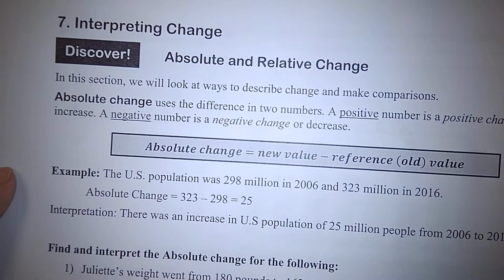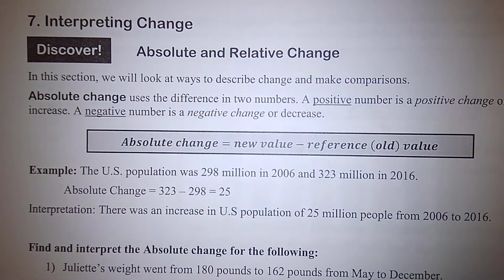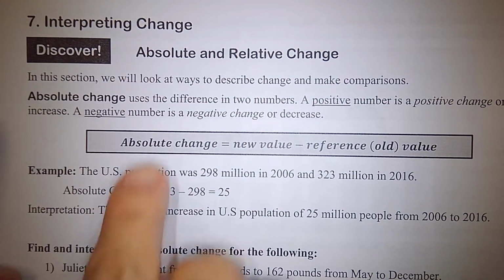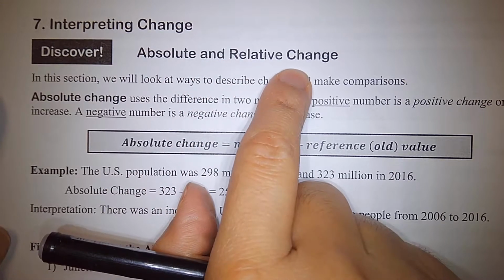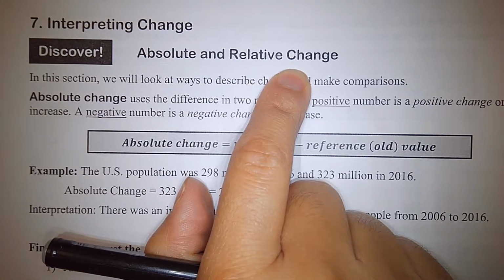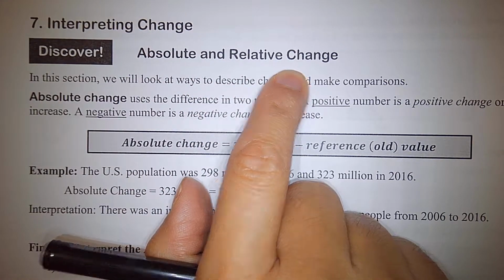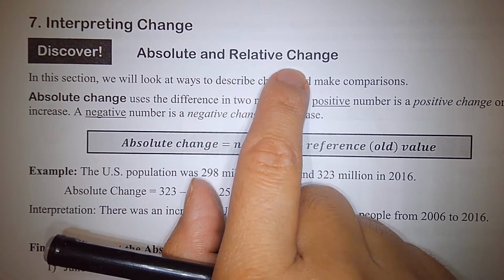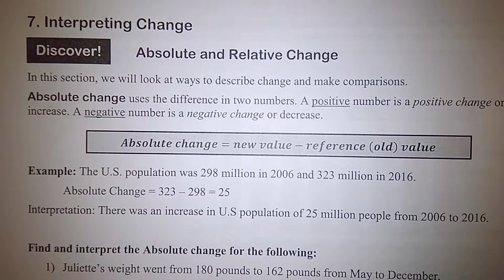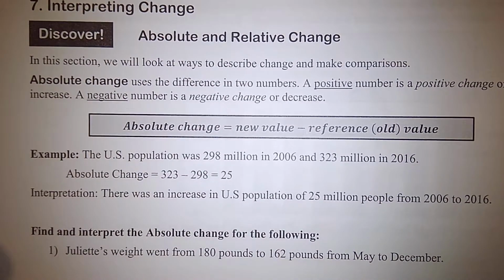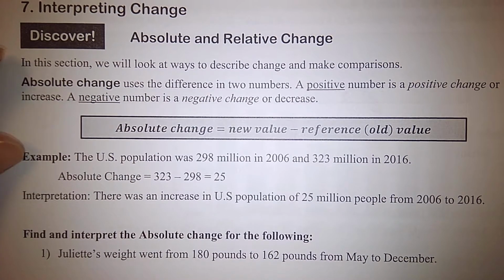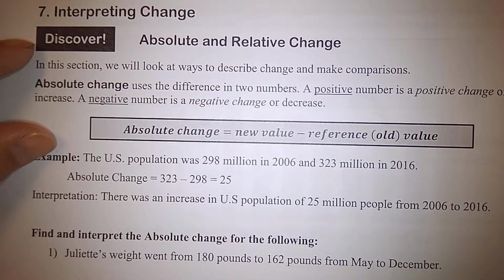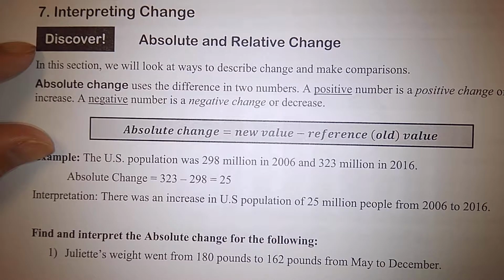Section 7 can be divided into 2 parts. The first part is about absolute and relative change. The second part is about percentage change. So let's look at the first part, absolute and relative change. This is on page 71. I'm going to ask a volunteer to read this top part on page 71.